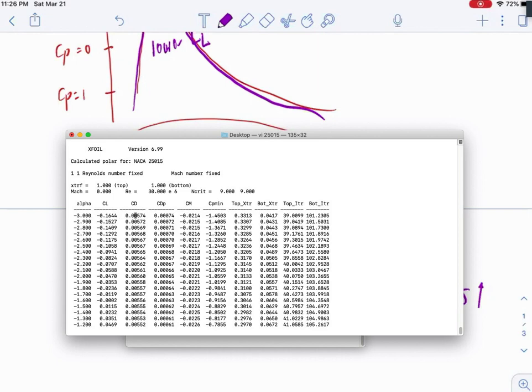The drag coefficient due to pressure. So this is the viscous pressure component. This is the total drag coefficient. This is the moment coefficient. This is the minimum pressure that's achieved. And these are the transition locations.